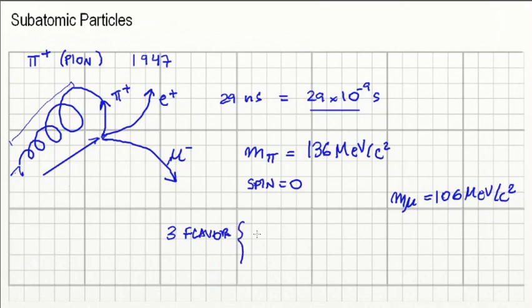And the pion comes in three flavors. So pion plus, pion minus, or pion zero. So this is the pion, this is the anti-pion, and this last one is the neutral pion. So all of the characteristics are the same, same mass, same everything, however, no charge.